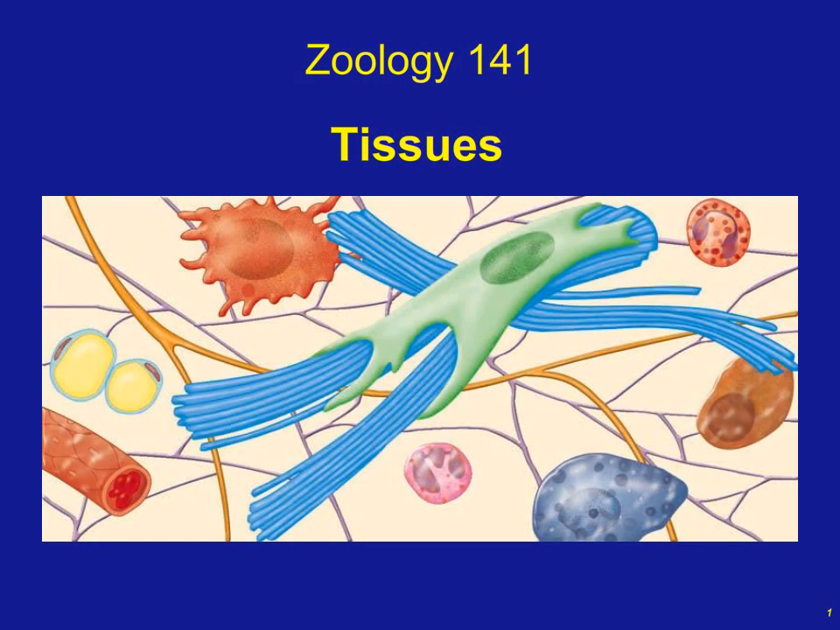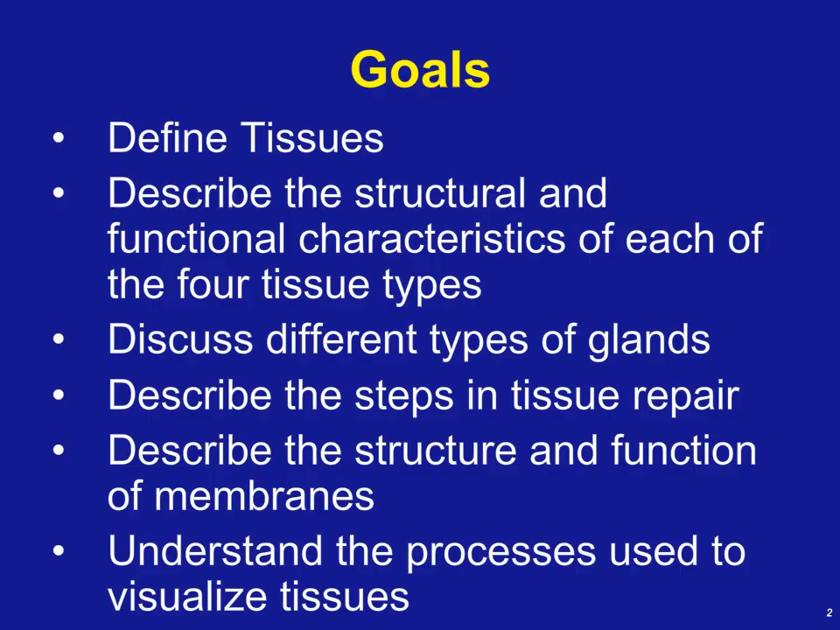Today we're going to be starting the lecture from Chapter 4 on Tissues, the Fabric of Life. So to start out today's lecture, we're going to talk about what tissues are. That is, we're going to define tissues. We're also going to describe the structural and functional characteristics of each of the 4 different types of tissue.